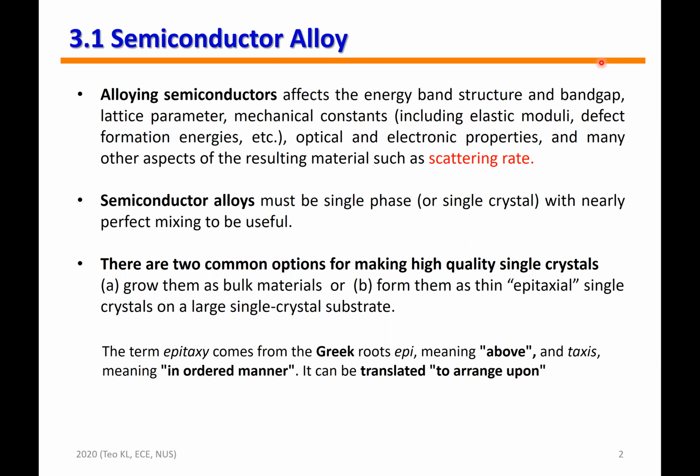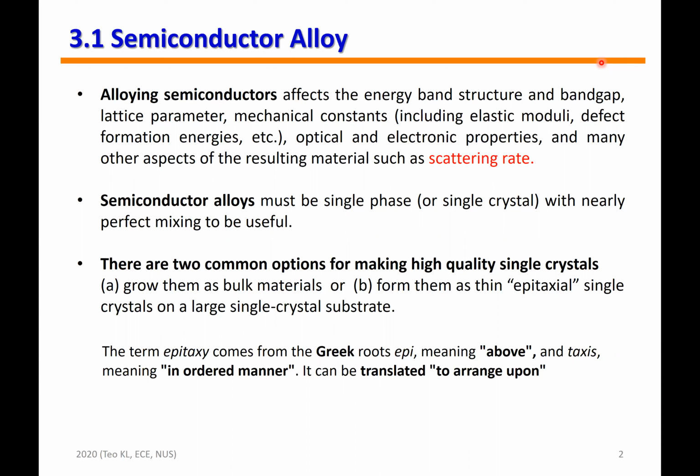Lattice parameters, for example, lattice constant, mechanical constants, these include elastic moduli, defects, formation energy, etc., as well as optical and electronic properties, and also many other aspects of the resulting material, such as scattering rate. For example, your mobility is qτ over m. Tau is your scattering time, so it affects the scattering rate.